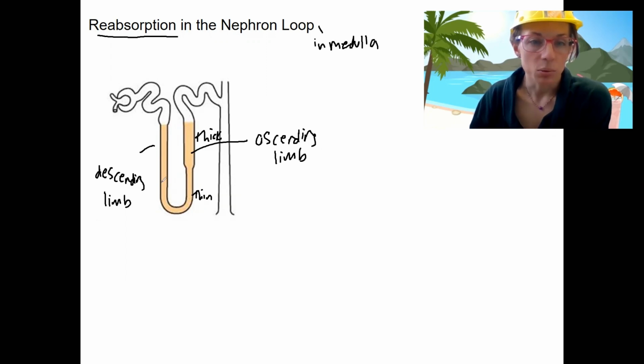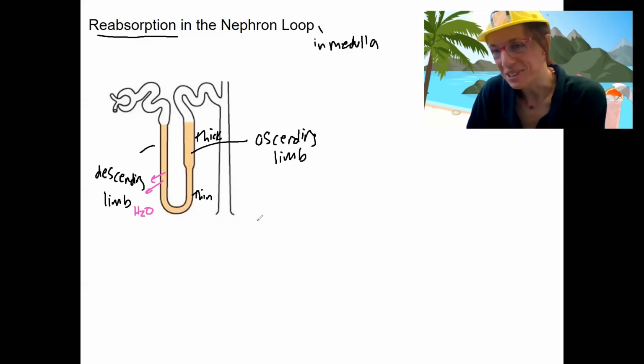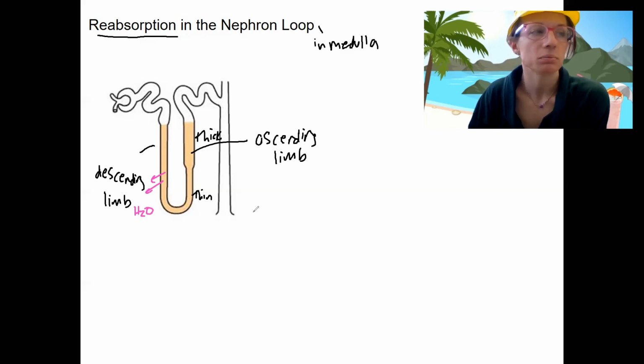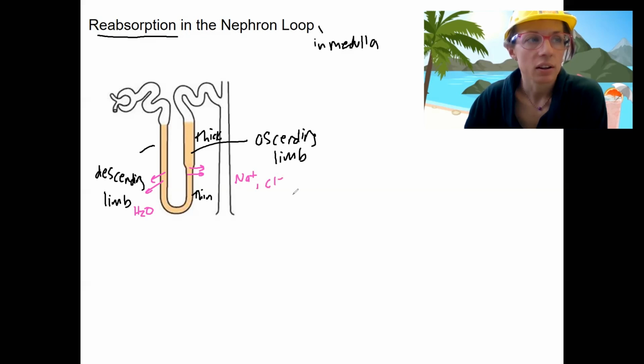So the descending limb, we're going to have water moving out. That's going to occur largely through osmosis, largely through aquaporins. The ascending limb, we're also going to have things moving out. In this case, we're going to have sodium, chloride, potassium, a little bit of calcium, magnesium through passive paracellular transport as well.